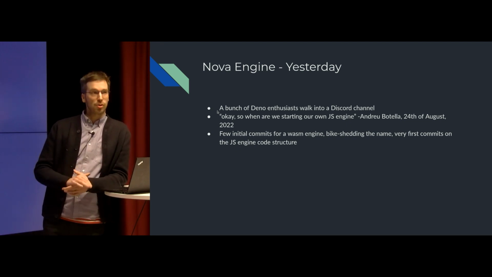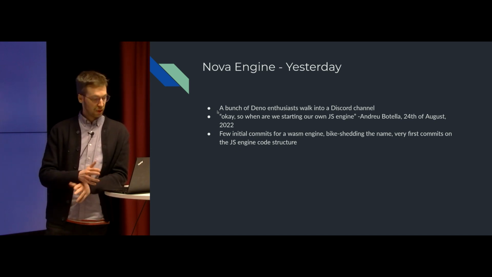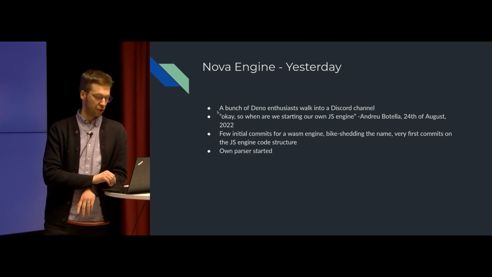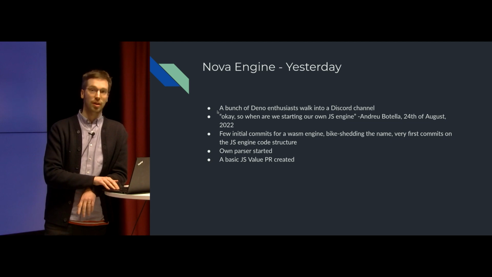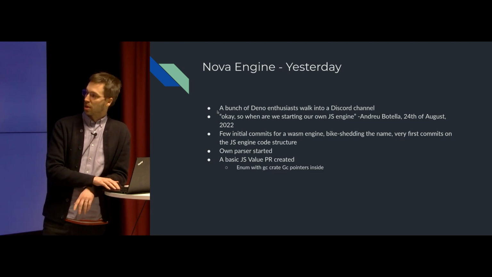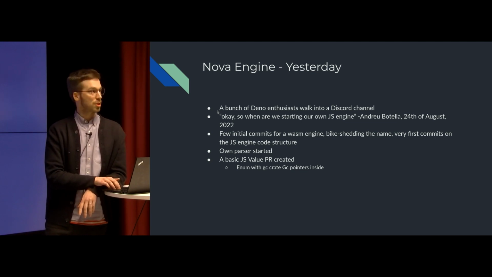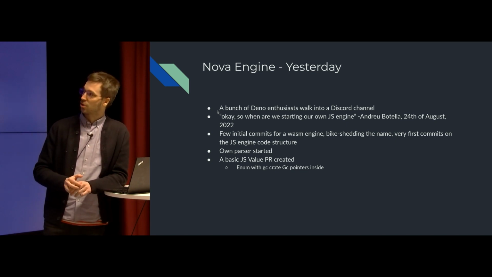So we made some initial commits, started like a WASM engine. We bike-shedded the name, decided on supernovas, so on and so forth. Space is very cool. Started working on the JavaScript engine structure, started our own parser, made a PR to start actually working with JavaScript values. It was based on the GC crate, a Rust crate. So this was always written in Rust.